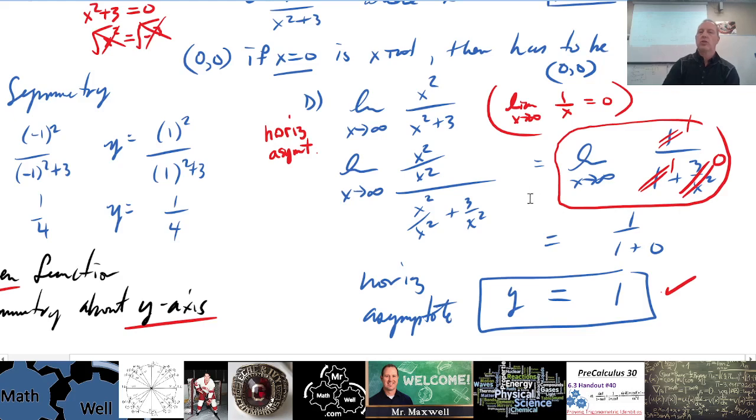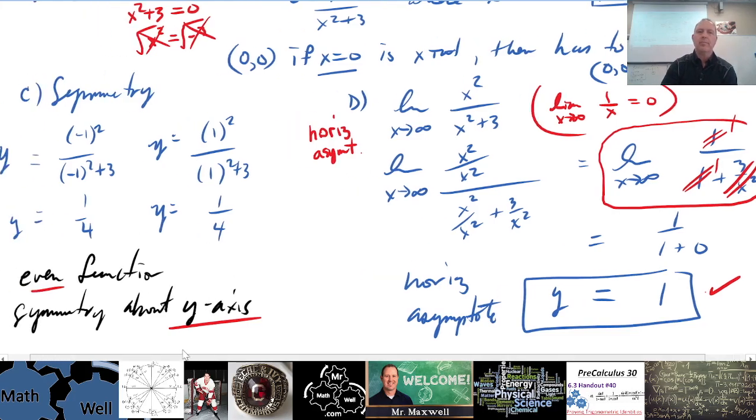There are other ways to do it. Like I say, you could just choose numbers. If I chose 1,000,000 and put 1,000,000 in here, it would be 1,000,000 divided by 1,000,003. Wow, that's 0.99999, right? So with larger numbers, you're just going to get 0.999999. That's pretty much 1.